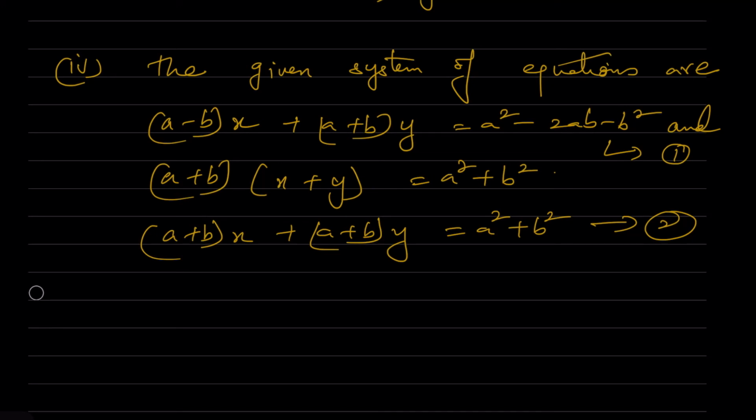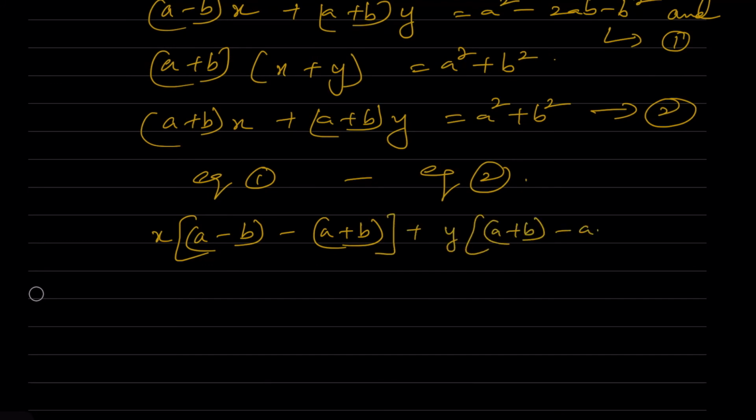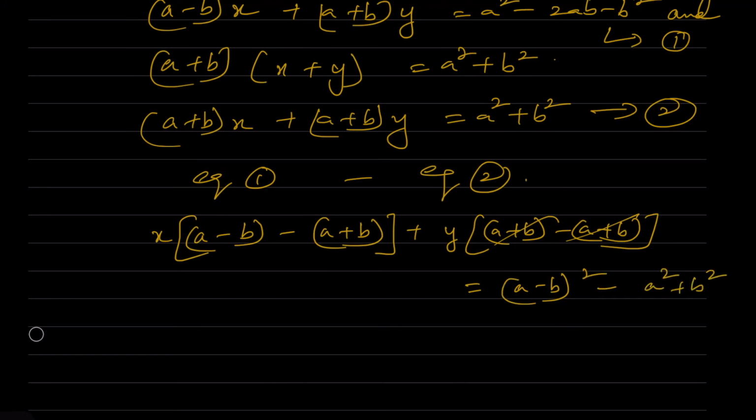Now here we are going to do equation 1 minus equation 2. So in equation 1 we have a minus b as the x coefficient, and in equation 2 we have a plus b. So we are writing the coefficients with the minus sign in between. So what will get cancelled, we'll just see. And on the right hand side you are getting a minus b whole square minus a square plus b square.